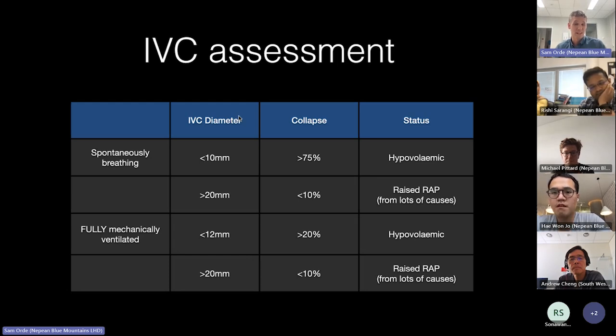If you're fully mechanically ventilated, same thing happens. According to the literature, they talk about greater than 20 or greater than 75 if you're spontaneously breathing with IVC assessment. Sure, that sort of thing, whatever. But I think if it's small and collapsing, the IVC means you've got a low right atrial pressure, mix that with clinical signs of hypovolemia, you're going to be fluid responsive. If it's bigger than that, you've got lots of caveats to that.